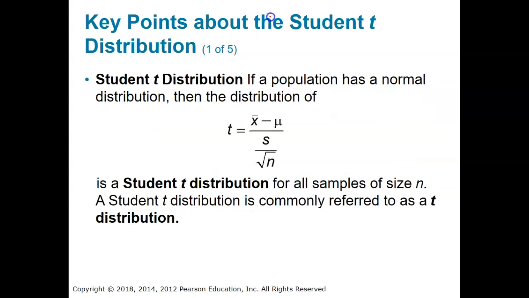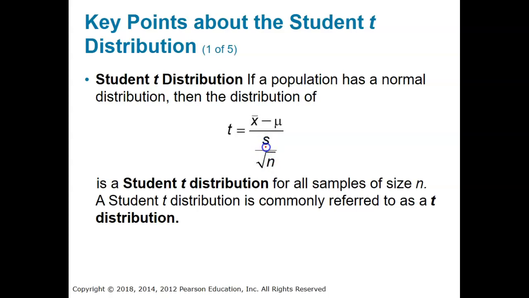Okay, so we're going to be working with what's called the student t-distribution. A lot of times that's just referred to as the t-distribution. That's what you'll hear me refer to it as. So if we were to standardize and get our formula for the t-distribution here, it's going to be x bar minus the mean divided by the standard deviation over the square root of n.